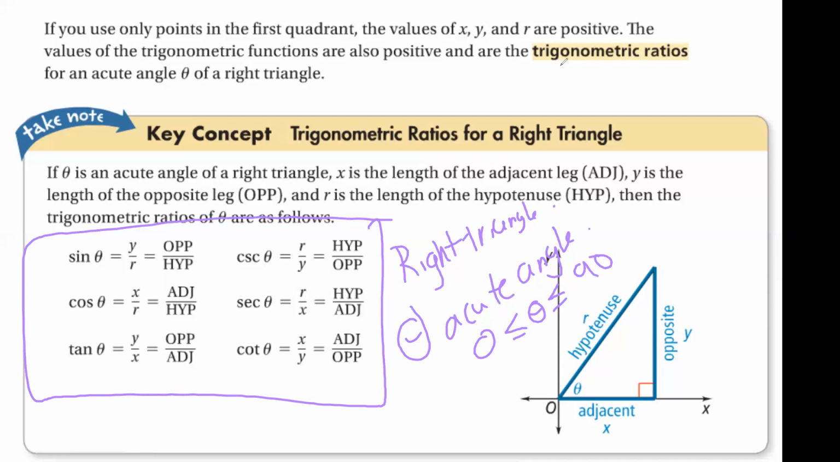So if the angle is 53, as an example, I can find its ratio from the ratios of the lengths of the triangle. So it must be an acute angle and must have a right triangle. If these two conditions occur, I can use these trigonometric ratios. We must have a right triangle and an acute angle.